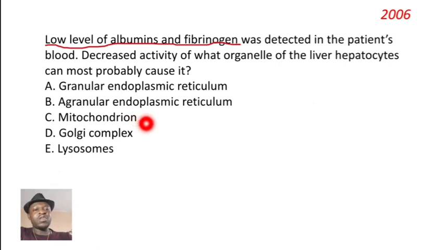Mitochondrion, you already know this, is for ATP synthesis. Golgi complex deals with packaging and exportation of different molecules out of the cell, right? And lysosomes is degradation of cellular debris, because lysosomes contain hydrolytic enzymes, right? So here the answer is granular or rough endoplasmic reticulum.